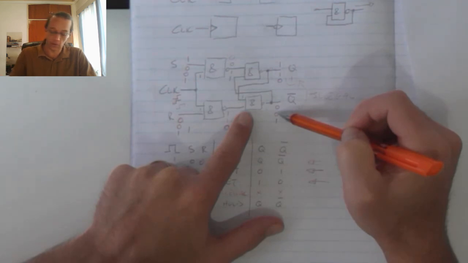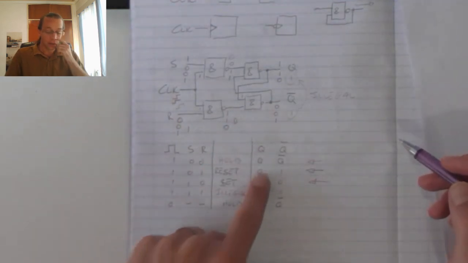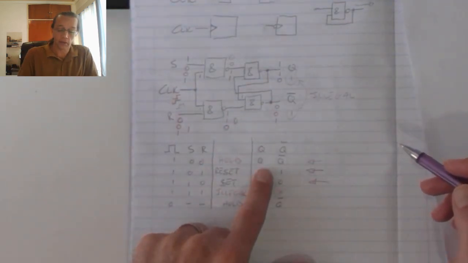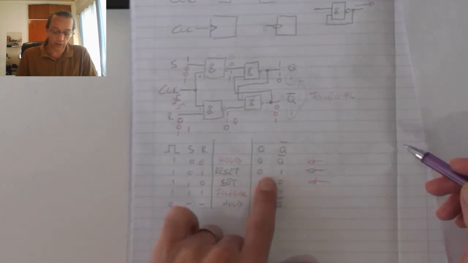So we can see by putting 2 zeros over there, I'm forcing a hold scenario whereby Q stays what it was and not Q stays where it was.